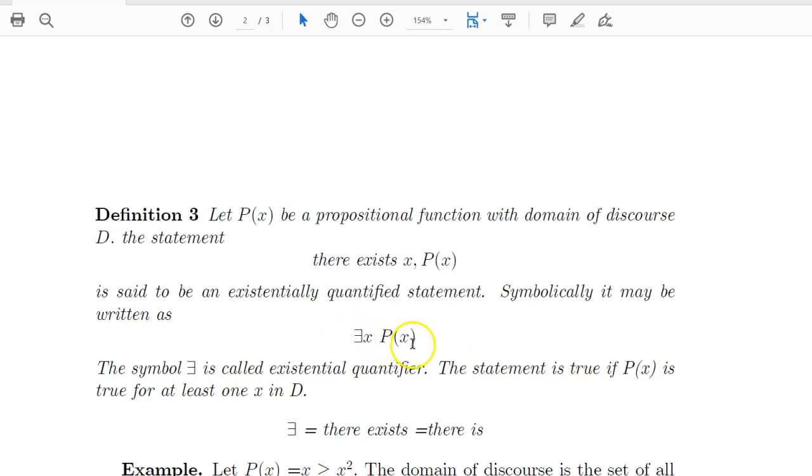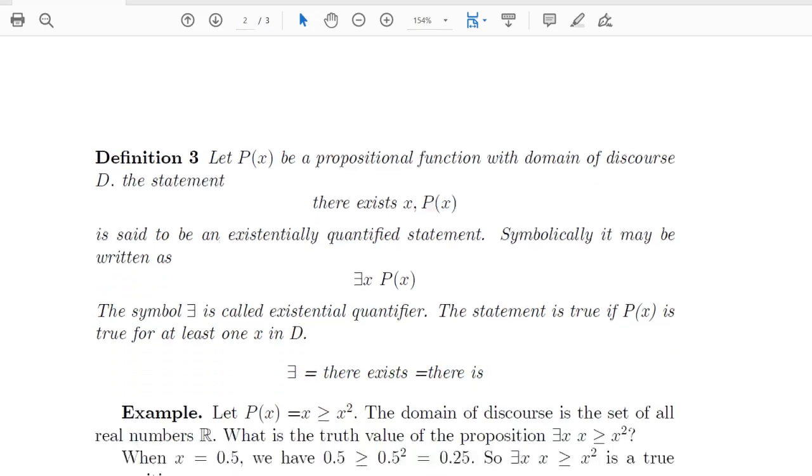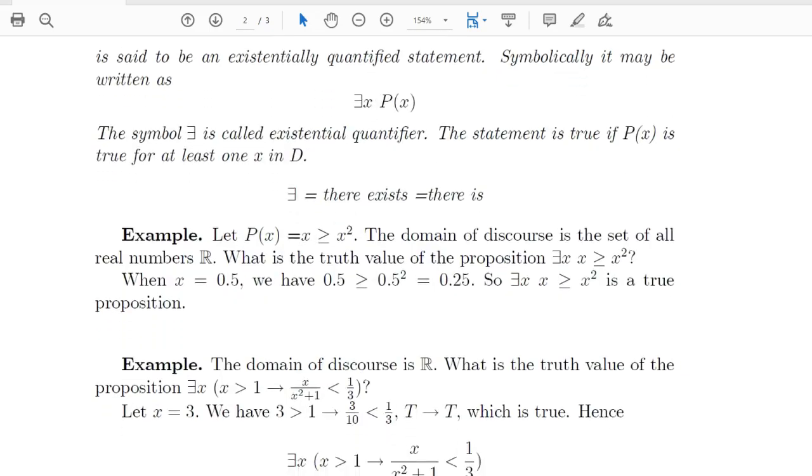"There exists an x such that P(x)" is true if P(x) is true for at least one x from D. So this symbol, the existential quantifier, is read "there exists," "there is." It means the same.